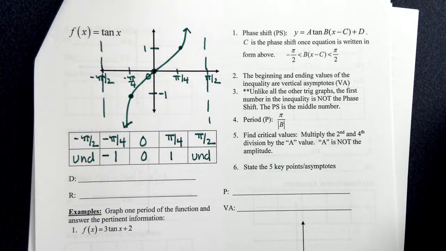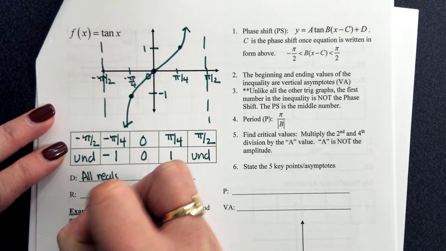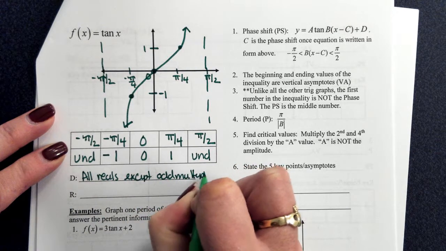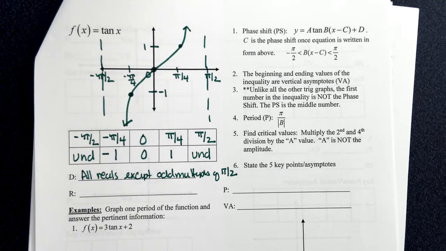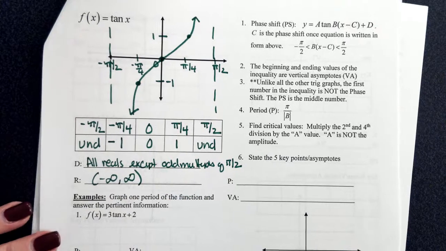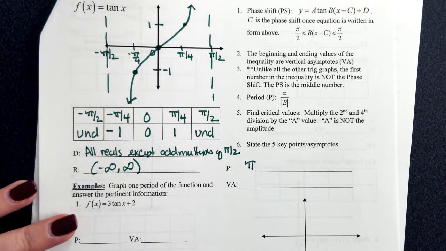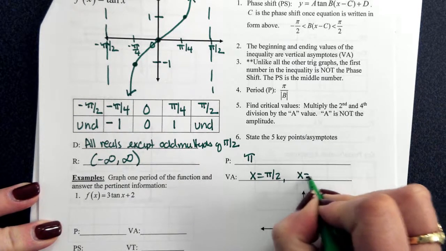All right, so the domain. The domain of tangent is going to be all reals except odd multiples of pi over 2. Negative pi over 2, pi over 2, 3 pi over 2, 5 pi over 2, 7 pi over 2, etc. would give you those asymptotes. The range, however, is going to be all real numbers. The period, like I mentioned, is pi. And you have vertical asymptotes at x equals pi over 2 and x equals negative pi over 2.